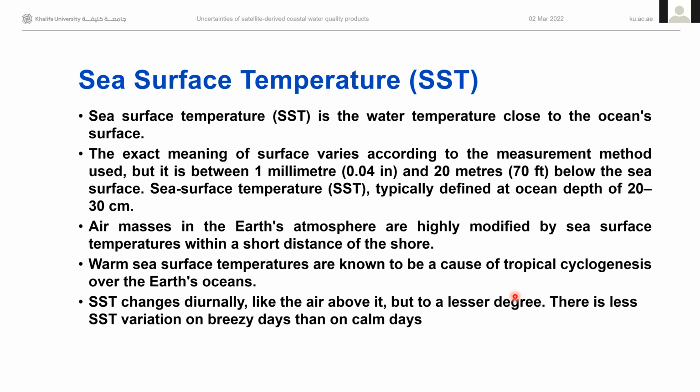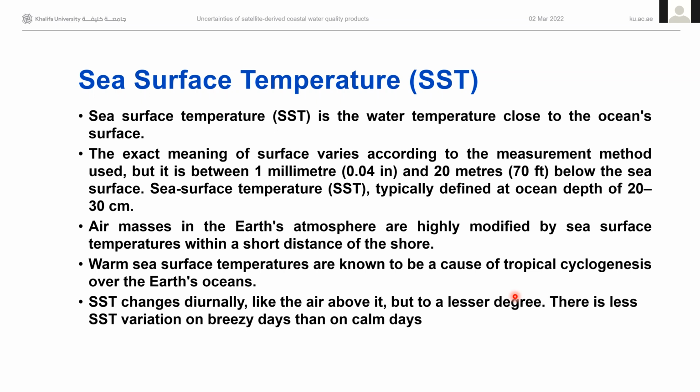In another reference, they define the sea surface temperature as the ocean depth of 20 to 30 centimeters. So the top layer of between 20 to 30 centimeters will be representing the sea surface temperature in this case. And the sea surface temperature is important and could be modified by the air masses in the Earth's atmosphere.